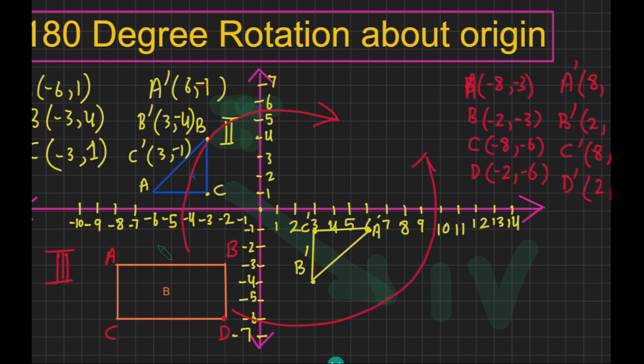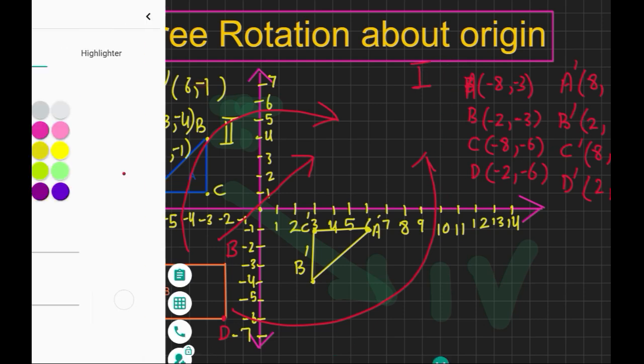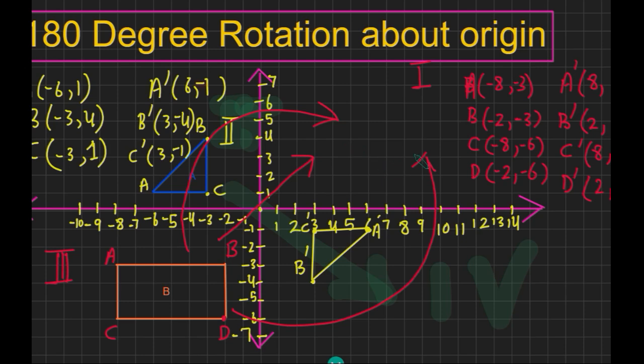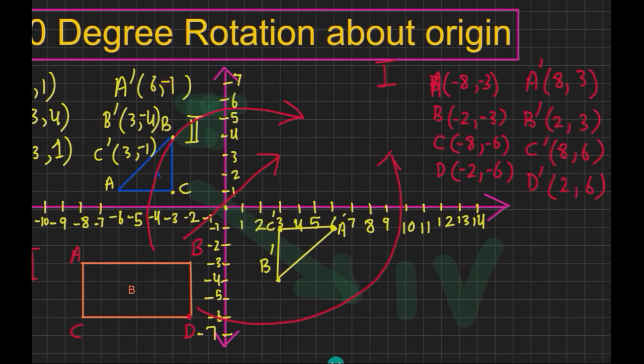So in 180-degree rotation, the figure will be in the opposite quadrant. It is in the third quadrant, so its opposite quadrant is the first quadrant. Okay, so I will draw this figure using a different color. A prime coordinates are 8 comma 3, here. This is A prime. B prime is 2 comma 3. This is B prime. And C prime is 8 comma 6. This is C prime. D prime is 2 comma 6.